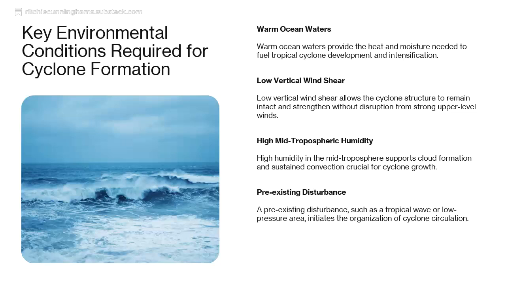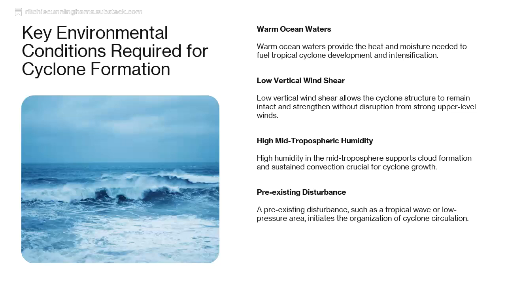As wind speeds increase, a distinct structure begins to form. One of the most recognizable features of a tropical cyclone is the eye, a calm and relatively clear area at the center of the storm. Surrounding the eye is the eye wall, a ring of towering cumulonimbus clouds where the strongest winds, heaviest rainfall, and most intense weather conditions are found.